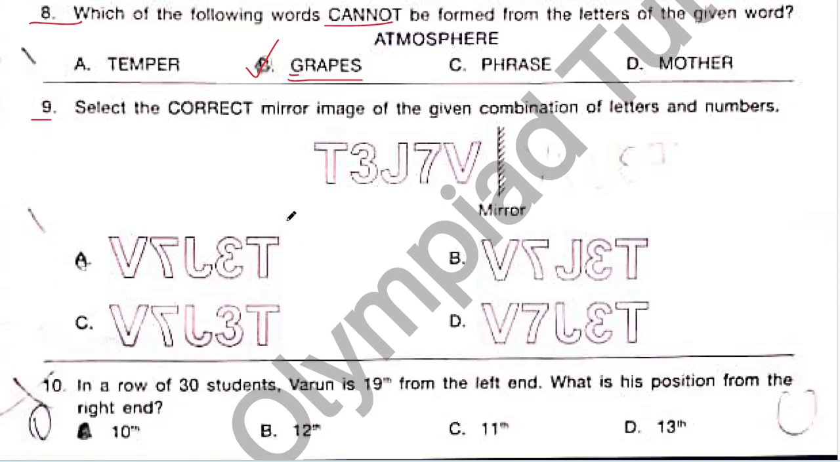Question 9 is select the correct mirror image of the given combination of letters and numbers. So there is a combination of letters and numbers given to us. This is mirror here. We should find the correct mirror image of this. So only we need to find the mirror image. So it should be V like this. Then 7 is there. So the mirror image would be like this. Then J is there. So mirror image should be like this. So like this we have to find the mirror image. So this is in option A. We should select this.